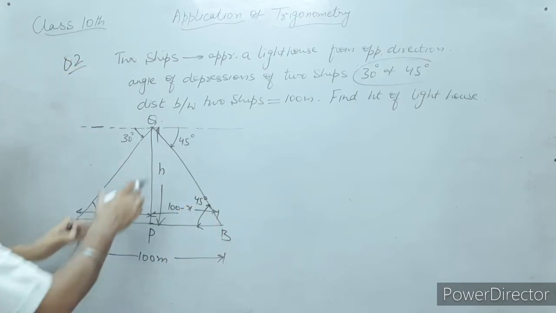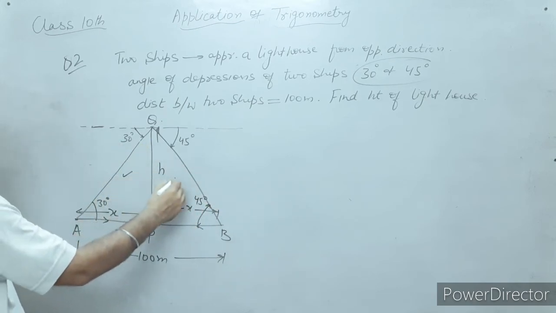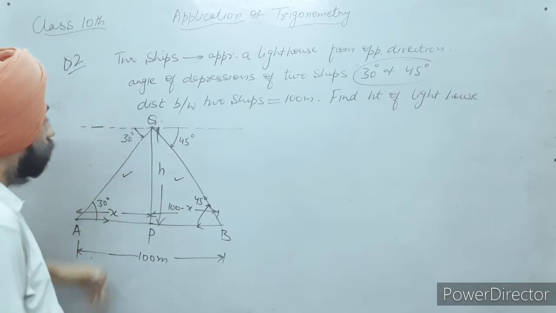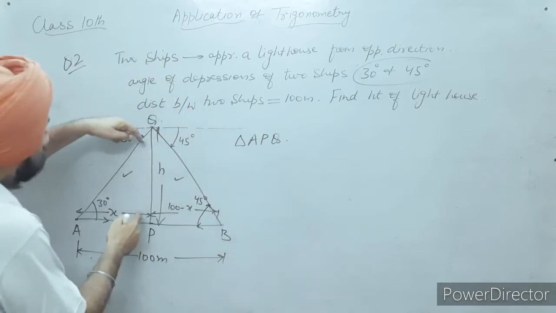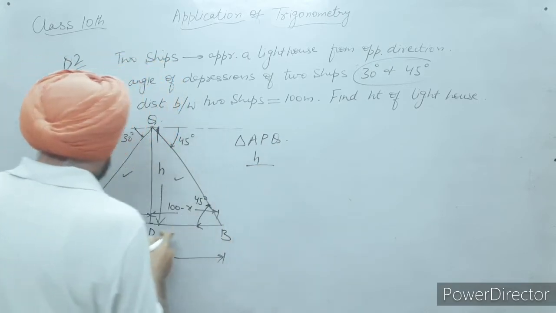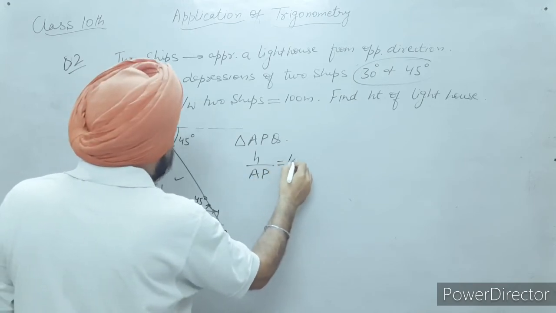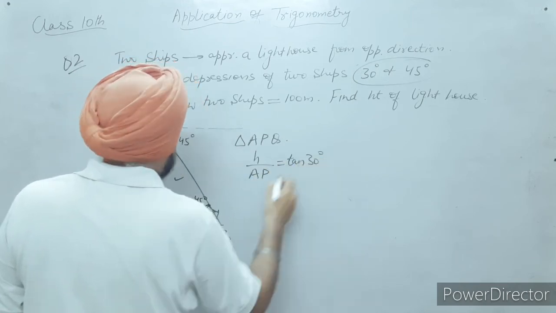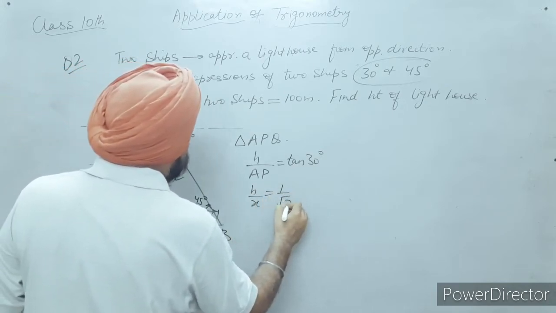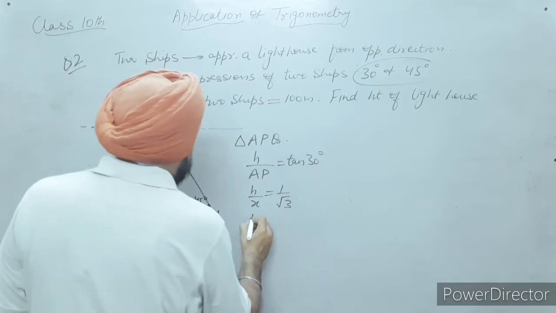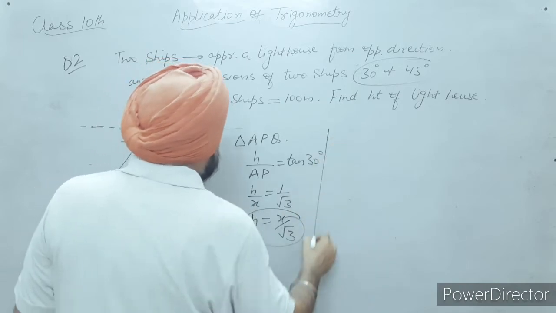Now just apply the appropriate trigonometric ratio to this and this triangle. First, triangle APQ. Perpendicular upon the base is tan of 30 degrees. That is h upon x is tan 30, which is 1 by under root 3, or h equals x upon under root 3. This is the first case.